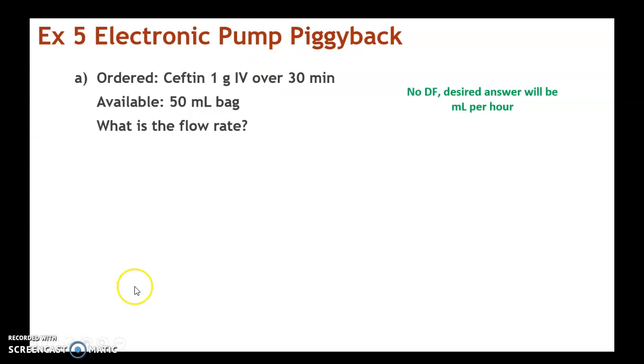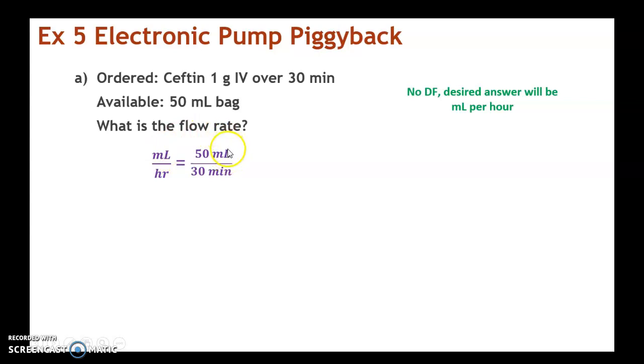So let's start off with milliliter per hour. We know that we have to give 50 milliliters, right? And we're going to need some timing with that. That 50 milliliters is supposed to be done in 30 minutes, okay? So let's stack those together. 50 milliliters needs to be done in 30 minutes. Now, I did put the milliliters on top because that is our desired answer, milliliter per hour.